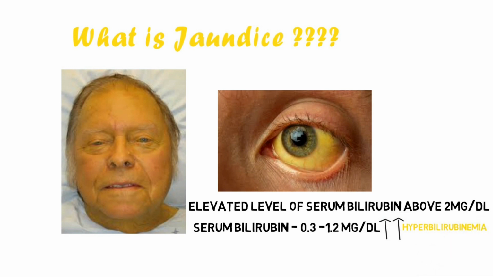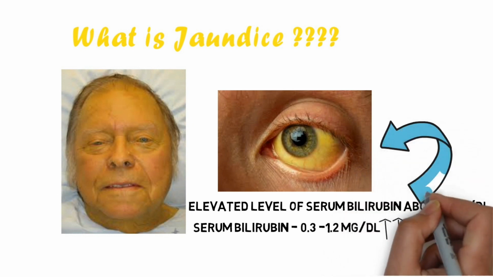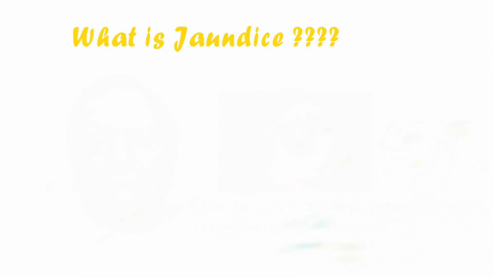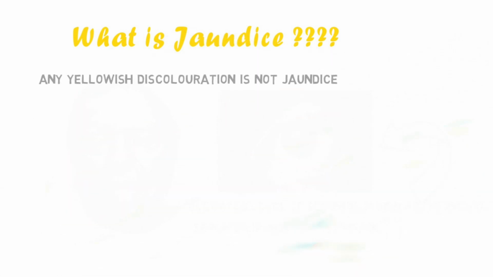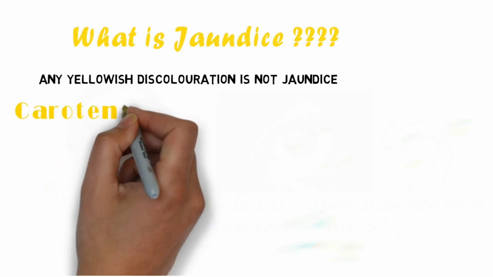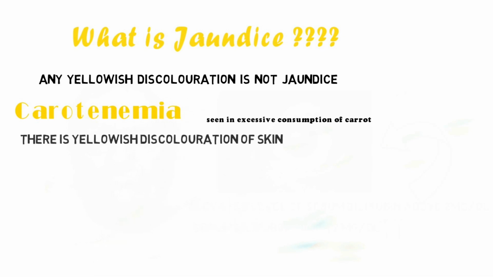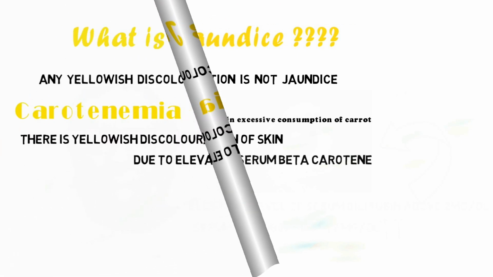But to be called jaundice, the elevation should be significant enough to cause the yellowish discoloration of skin, mucous membrane, and sclera. And the elevation of serum bilirubin is very important to be called any yellowish discoloration as jaundice, because there's a condition called carotenemia where also there is yellowish discoloration of skin, but it is not due to the elevated level of bilirubin, but is due to the elevated level of beta carotene.